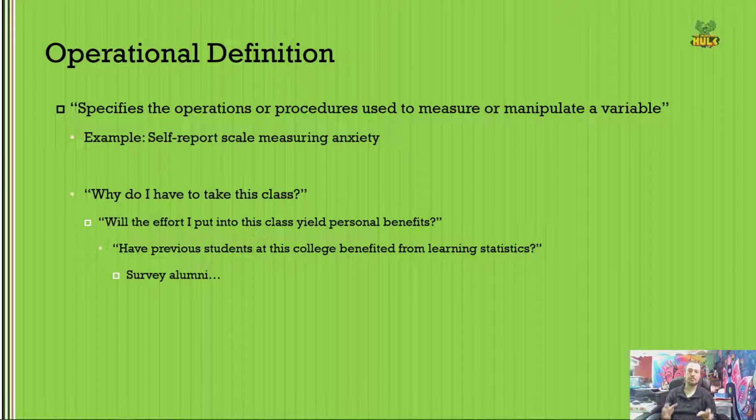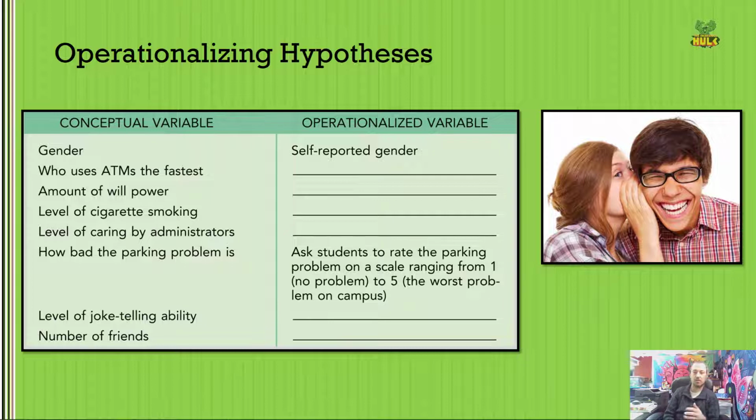My point is simply defining your variable in terms of those specific observations that we will use to quantify that construct. So let's get an example of that. I want you to think about these. Don't just listen to me. Look at them ahead of time and think about how you might study these various conceptual variables, these constructs.